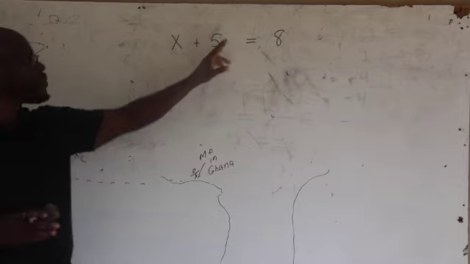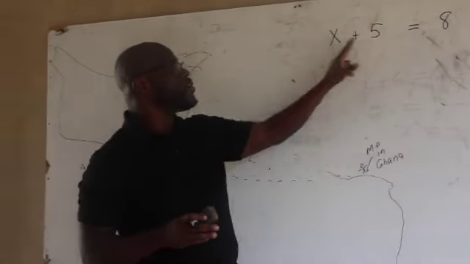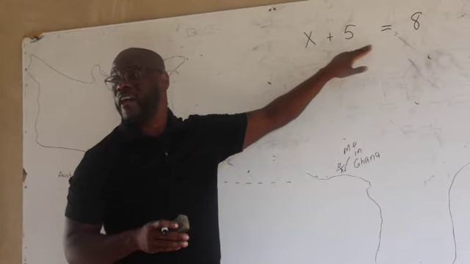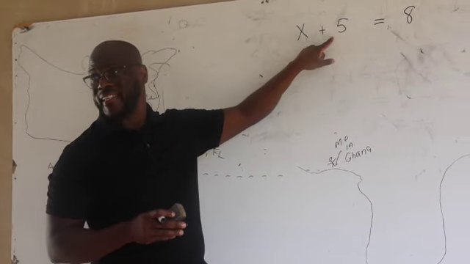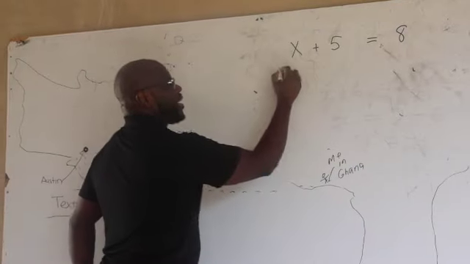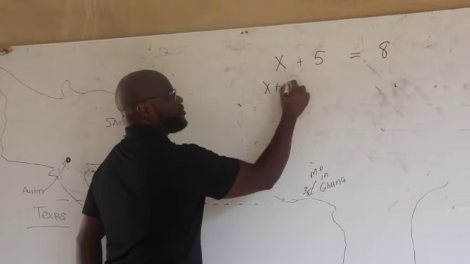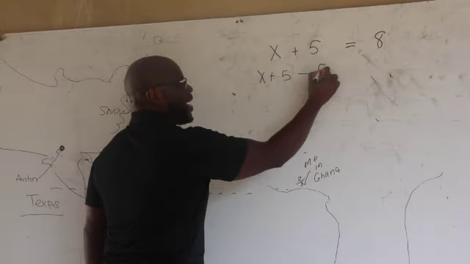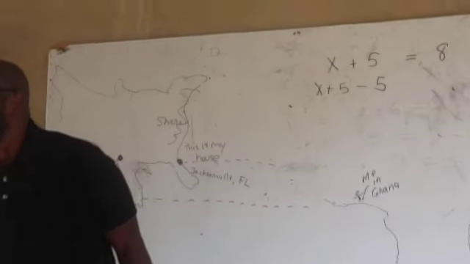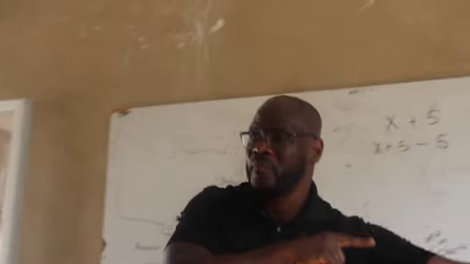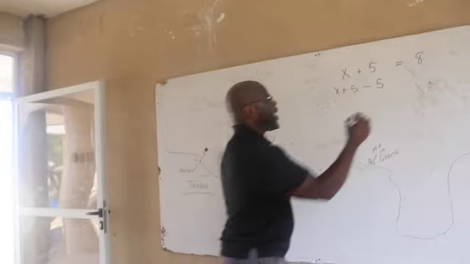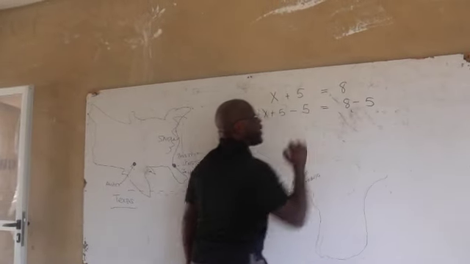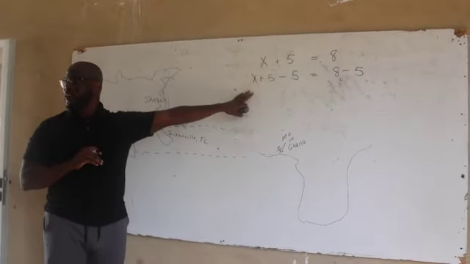Okay, so what we want to do to get this x by itself, since we have this 5 here, which is a positive 5. If we take away 5, that's going to make that 0, right? So we're going to say x plus 5 minus 5. And if you do something to one side of the equation, you have to do it to the other side, right? So now we're going to say that's equal to 8 minus 5. Okay? Does everybody understand that thus far?